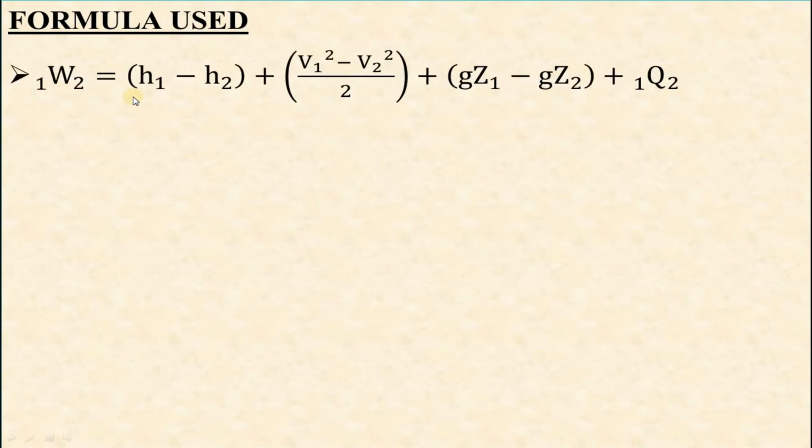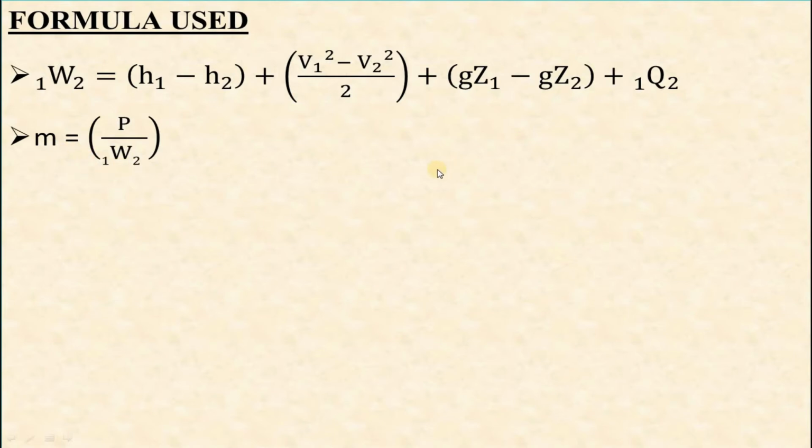There are two main formulas used for finding the value of steam flow rate. First, 1W2 is equal to H1 minus H2 plus (V1 square minus V2 square) whole divided by 2 plus gz1 minus gz2 plus 1Q2. And the second formula is m is equal to P divided by 1W2.